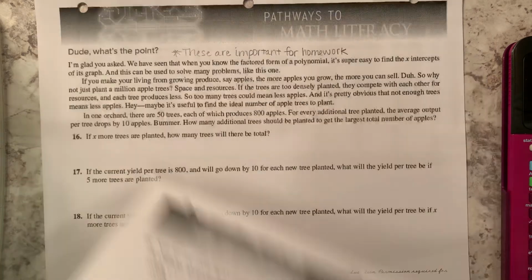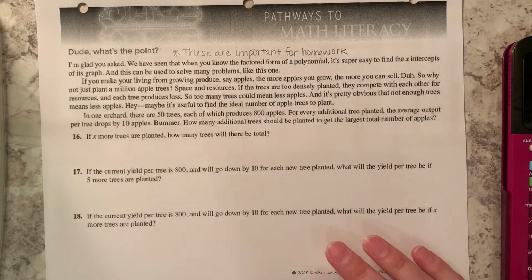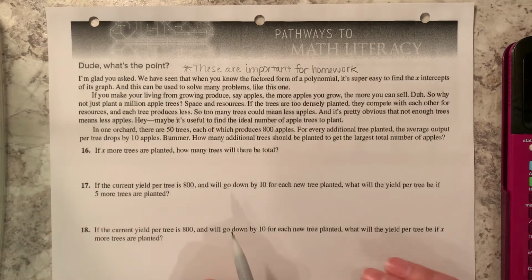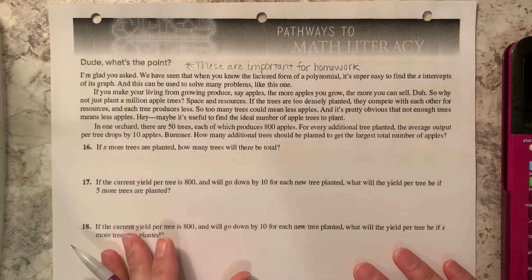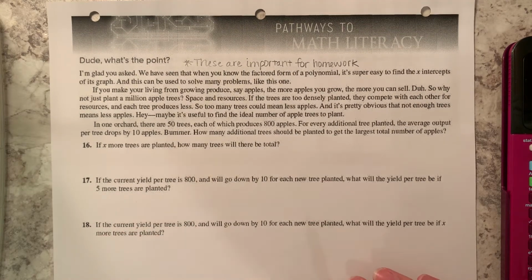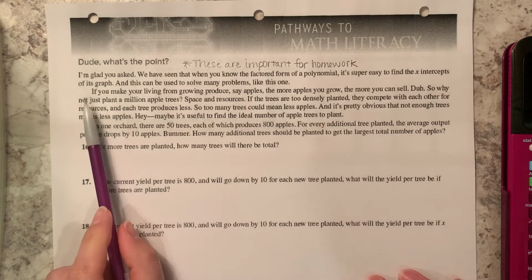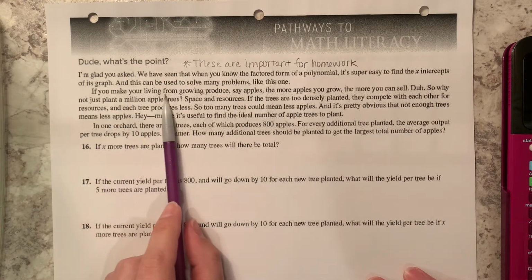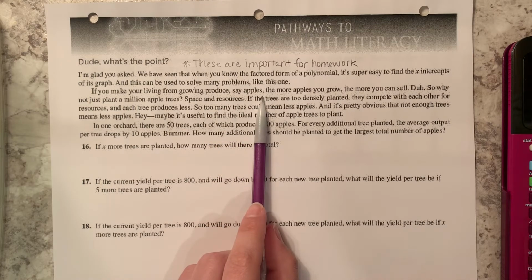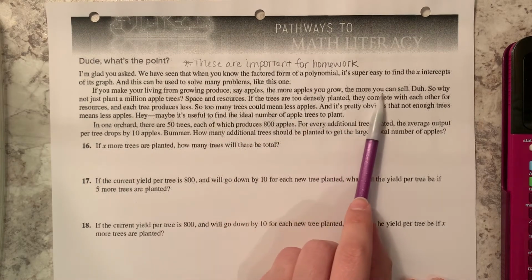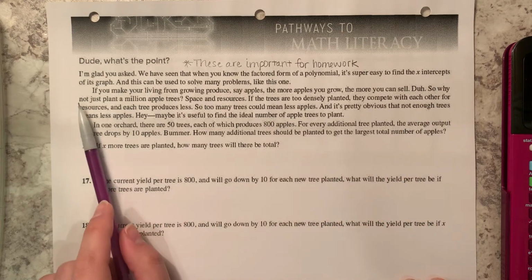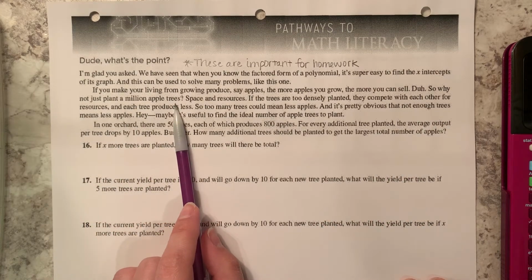Okay? All right, and here's where we get to the important part to help you with homework, okay? These are word problems that require you to be able to use these factoring skills and kind of use them in a word problem. So refer back to these questions when you go to do your homework. I'm going to start with the second paragraph here. If you make your living from growing produce, let's say apples, the more apples you grow, the more you can sell. So why not just plant 1,000,000 apple trees?